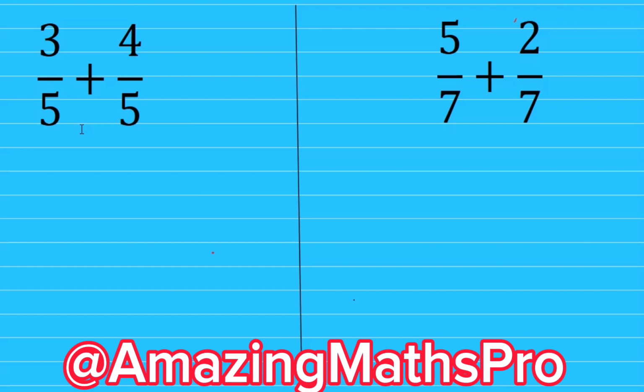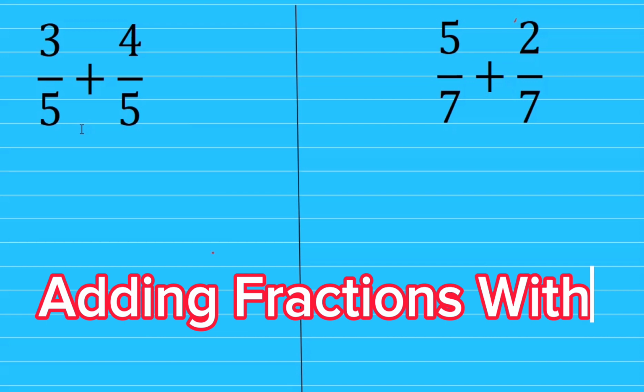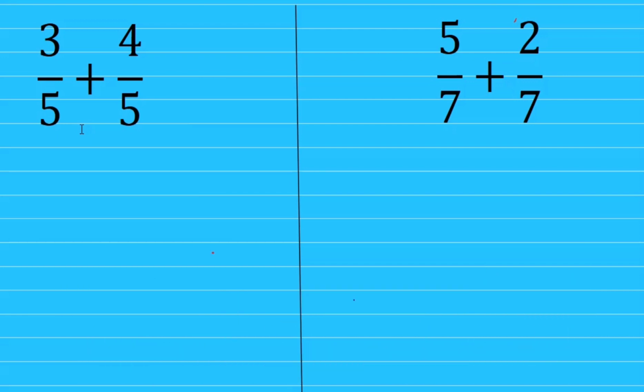So today we are looking at how to add fractions with like or the same denominator. In fact, it's one of the easiest math operations or fraction operations you can think of.